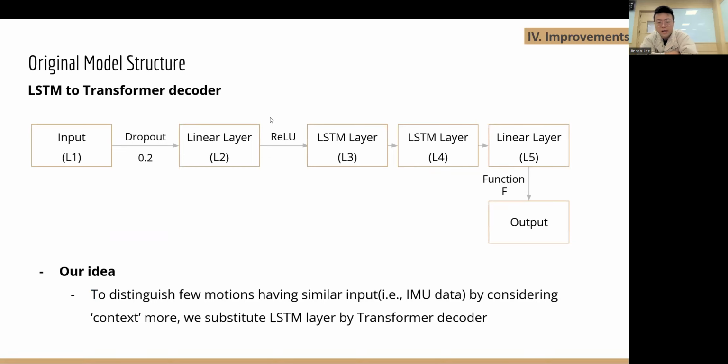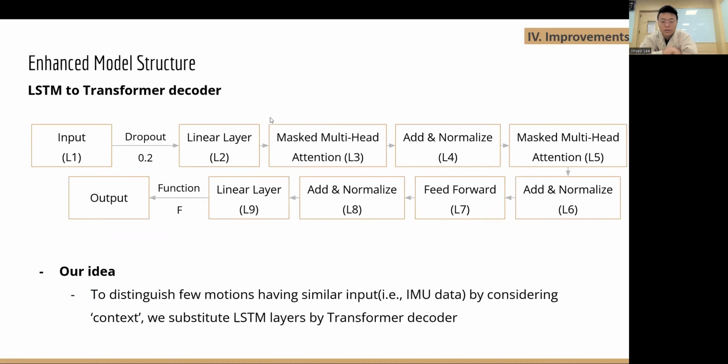Okay, let me introduce how each RNN model is constructed. It has 5 layers: an input layer, and a linear layer, followed by 2 LSTM layers and another linear layer. Currently, this can consider the context, but not enough. So we are trying to substitute the LSTM layers with the transformer decoder. It's well known that the transformer is suitable for this kind of task.